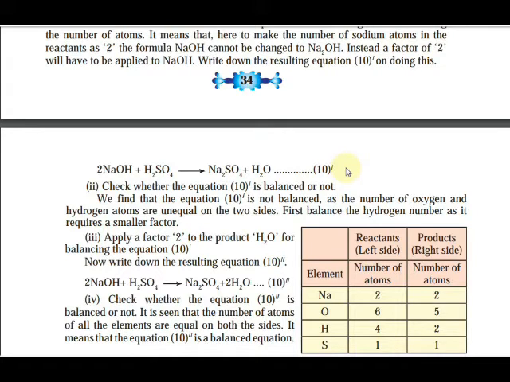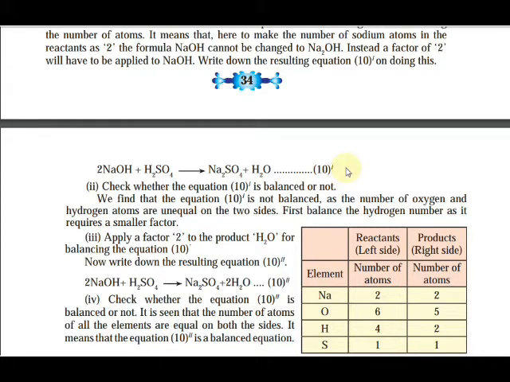As the number of oxygen and hydrogen atoms are unequal on the two sides, first balance the hydrogen atoms as it requires a smaller factor. Apply a factor 2 to the product H2O for balancing the equation. Now write down the resulting equation 10. 2NaOH plus H2SO4 gives out Na2SO4 plus 2H2O. Again you have added 2. Yes or no? Why? Because H atoms are disturbed.